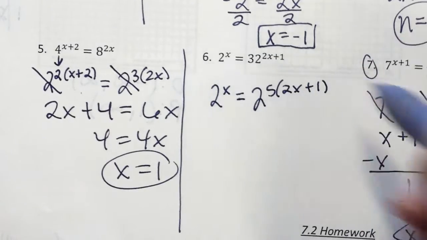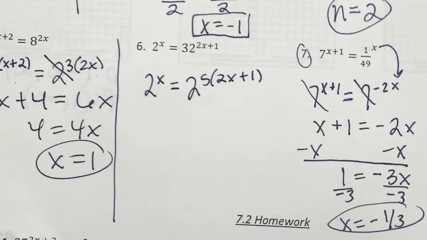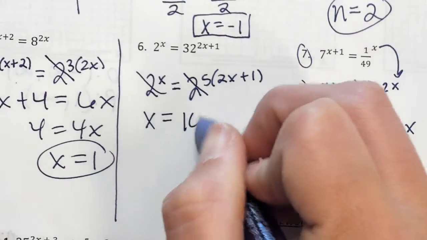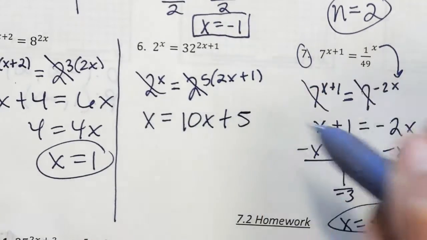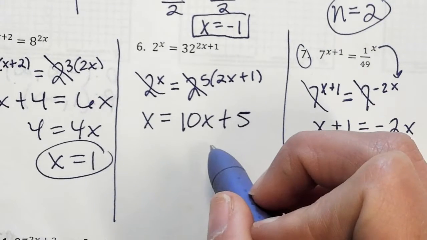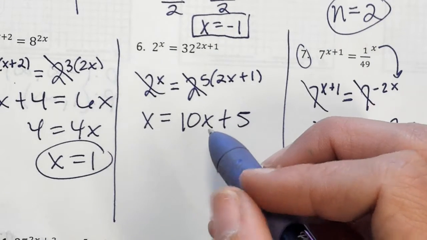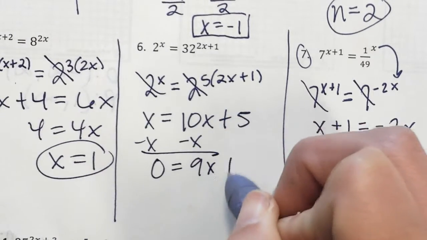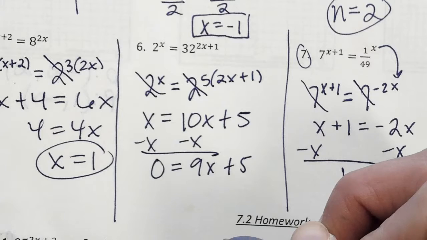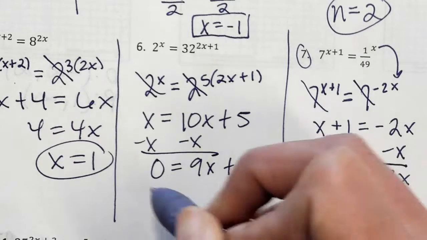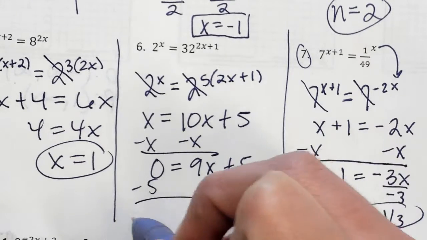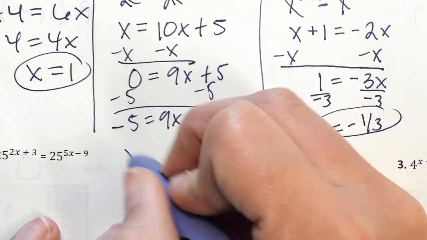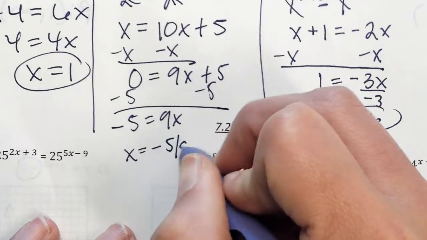Alright, so Taylor, what would I do from here? Cancel with 2. And then I'd have what? X equals 10x plus 5. Alright, Dalton, what would I do from here? Okay, we can do that. That would leave us with 0 equals 9x plus 5. Then what? Subtract the 5. I get negative 5 equals 9x. So x equals. Very good.